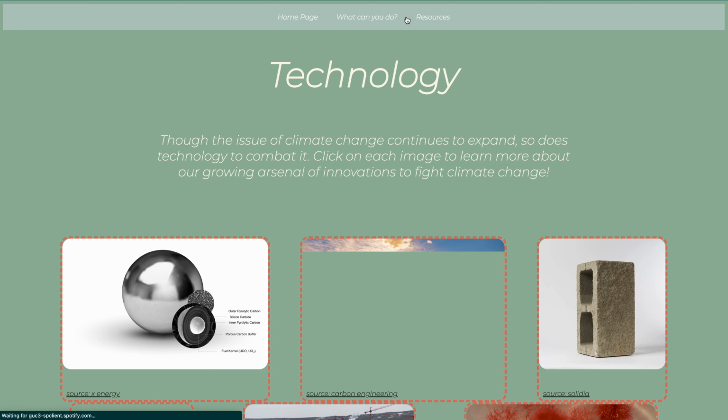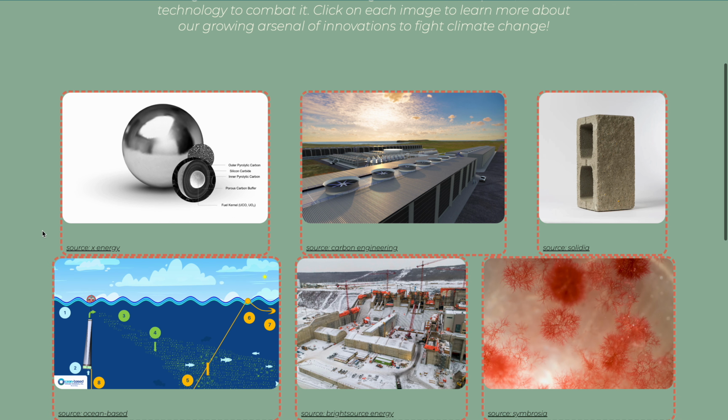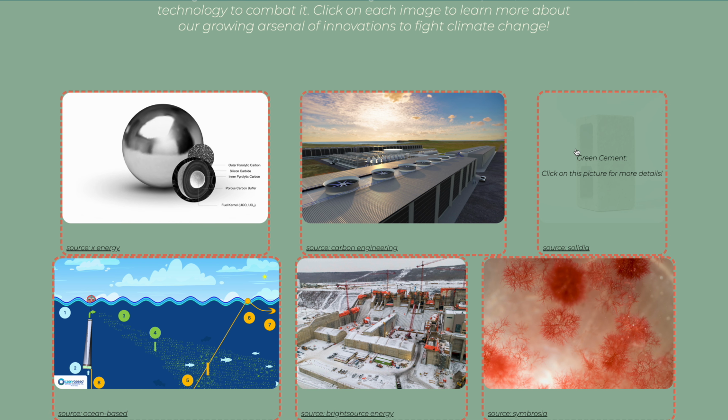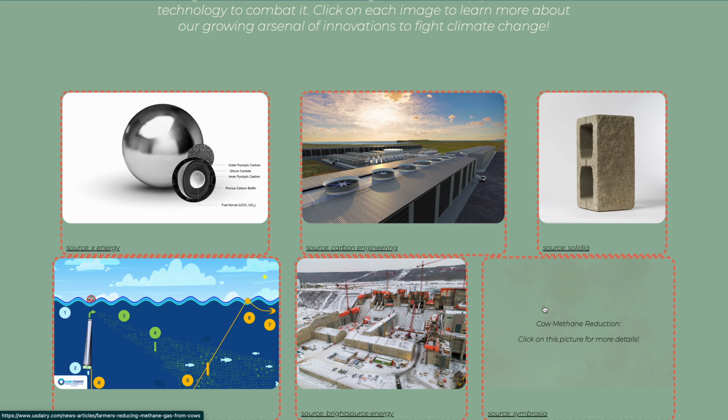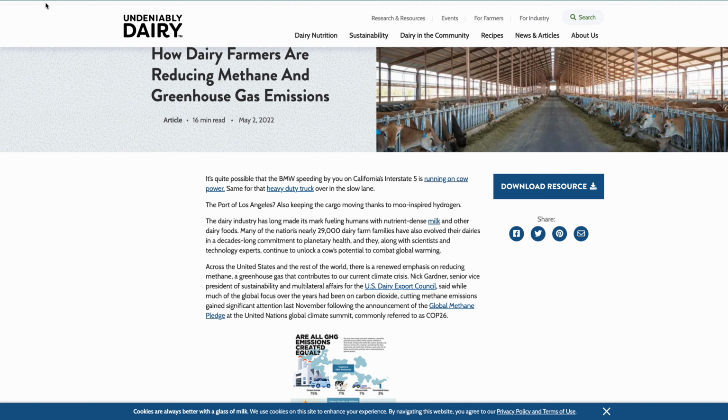Lastly, the technology page is a page that talks about a lot of new and innovative companies that are trying to take action. So each image is an actual product, and once you hover over it, you can identify the different objects, and clicking on the picture leads to information about each product.